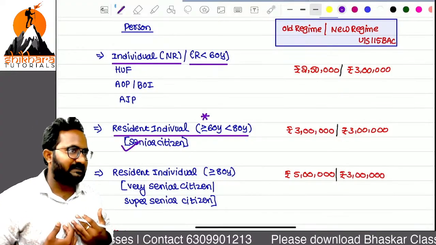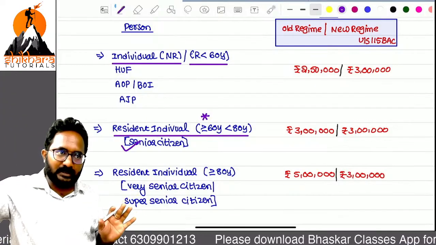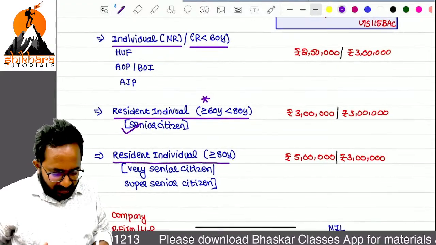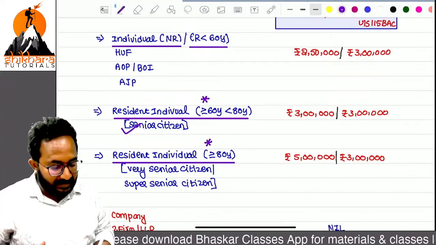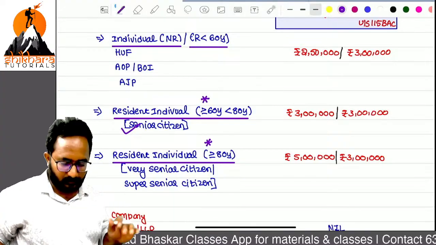Exactly today I got 60 years, so you are a senior citizen. 60, more than 60, senior citizen. So next category, a resident individual having an age of more than or equal to 80 years. 80 or more, you are a super senior citizen.